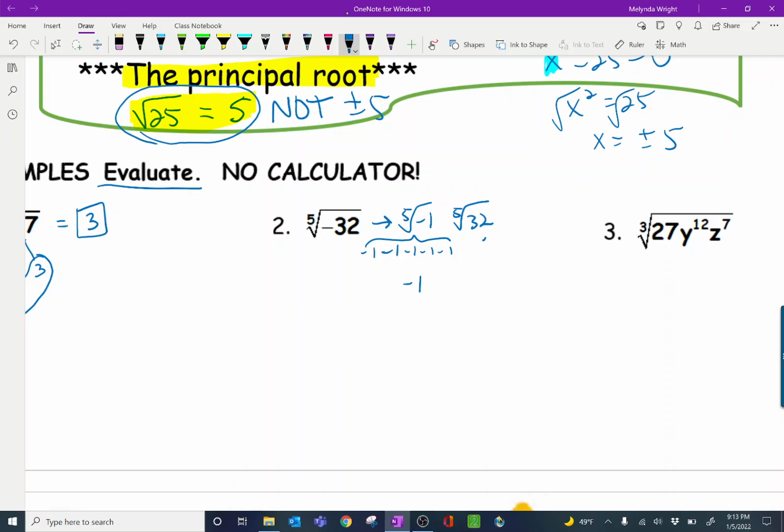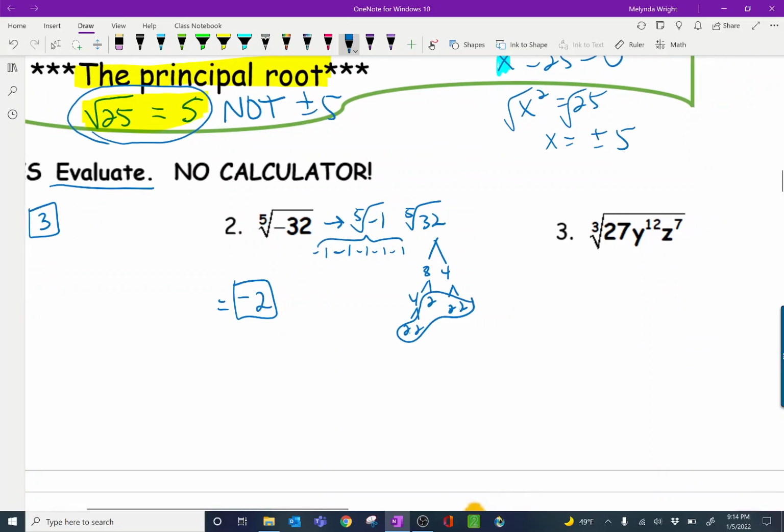Now the 32, we're going to do just a traditional factor tree. Of course, you don't have to do this business with the negative 1. I just wanted to make sure we understood why our final answer is going to be negative. So 32 would be 8 times 4, and that would be 4 times 2, 2 times 2, and 2 times 2. I'm looking for groups of 5: 1, 2, 3, 4, 5. I do have a group of 5. So my final answer would simply be negative 2. There would be nothing left under the radical.